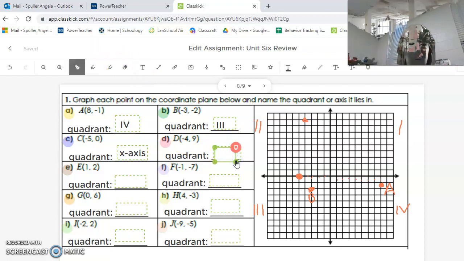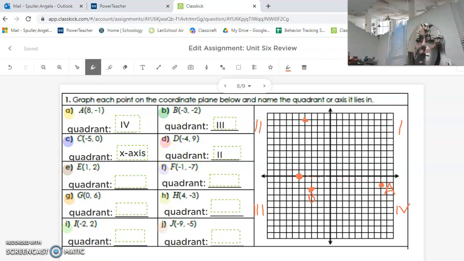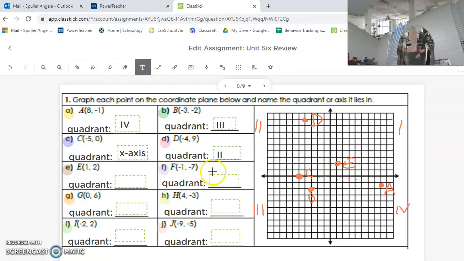I'm going to do one more, and then I want you to pause the video and try it yourself. Actually, it'd be in quadrant 2. Sorry, I didn't say that right. E says go over 1 and up 2, so it'd go right here. This would be E. Oh, this one is C, and this one's D. I forgot to label. And that is in axis 1.